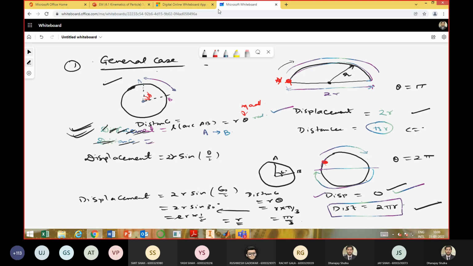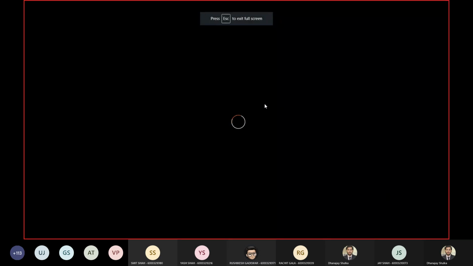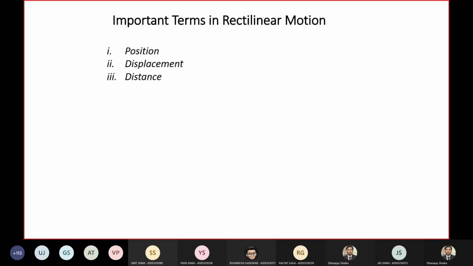Is it clear to you now? Displacement and distance are clear to everyone? Now the next thing is average speed. What is average speed? Total distance by total time. See, whenever speed comes, it is always related to distance, because speed is the magnitude of the velocity. That is a scalar quantity. Are you getting me?